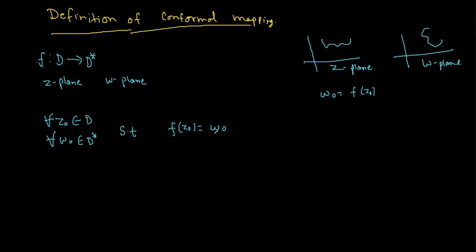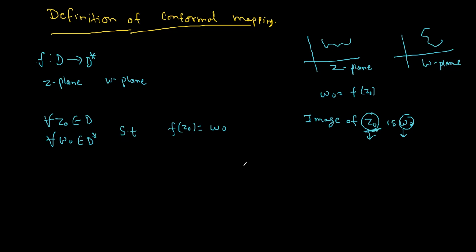So when a function maps from domain D to domain D star, you will get an image. Simply, you can say the image of Z naught is W naught. Both of these are points: the first point lies in the Z plane and the second point lies in the W plane.